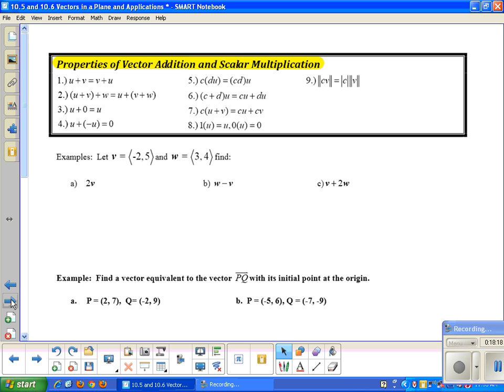So the properties of vectors, addition and scalar multiplication are seen here. You guys can go ahead and read through that. You just really have to be careful when you're subtracting vectors, so always watch out for that.